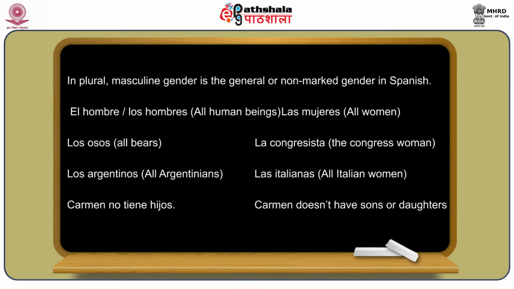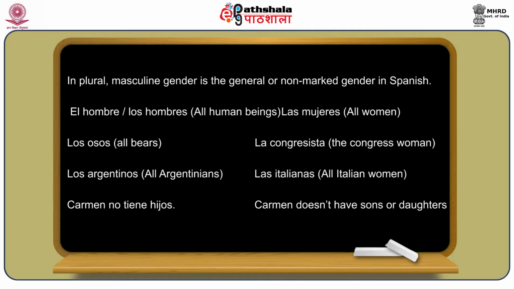But if I say los congresistas, then it will mean all the Congress, male as well as female. Same way, another example, if I say el argentino, it will mean the Argentinian, but los argentinos means all the Argentinian people. So same way, if I say el italiano, it will mean one Italian, that is the Italian. And if I say las italianas, it will mean all Italian women.